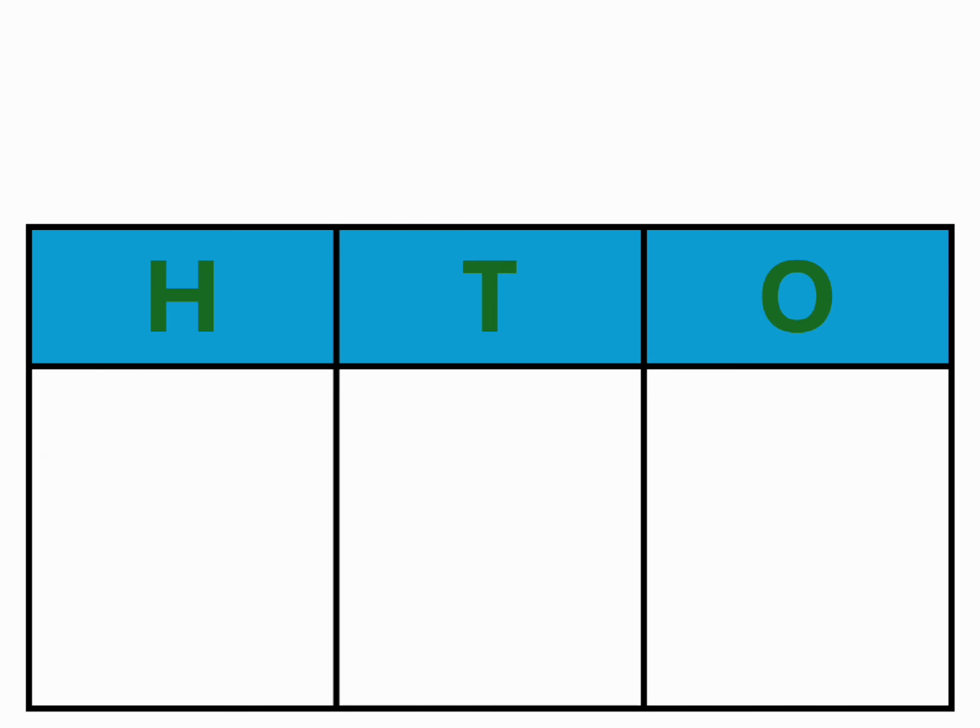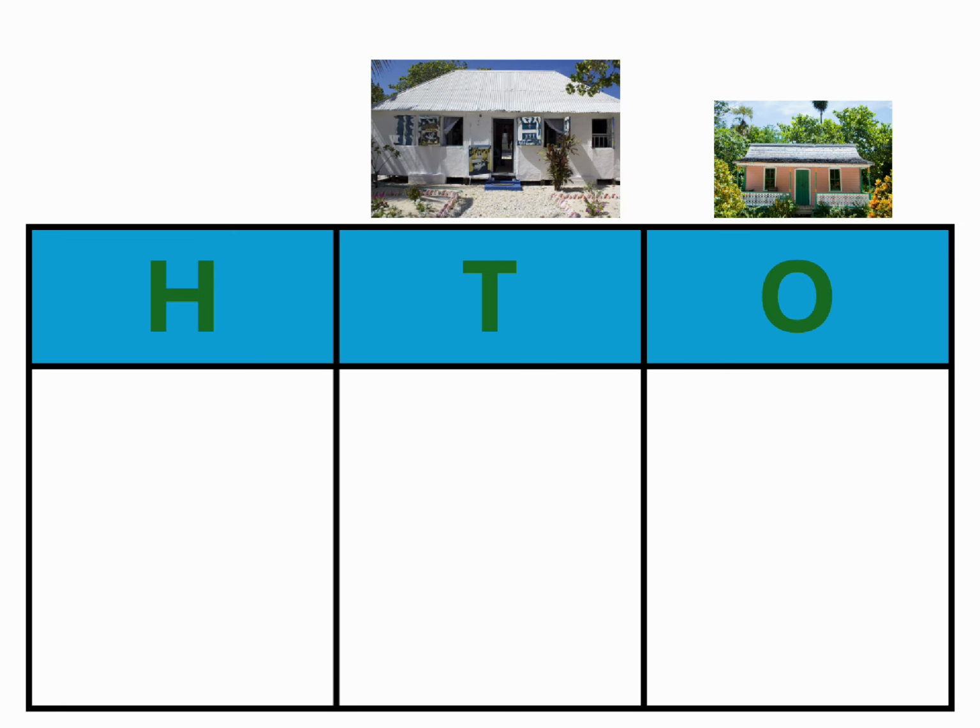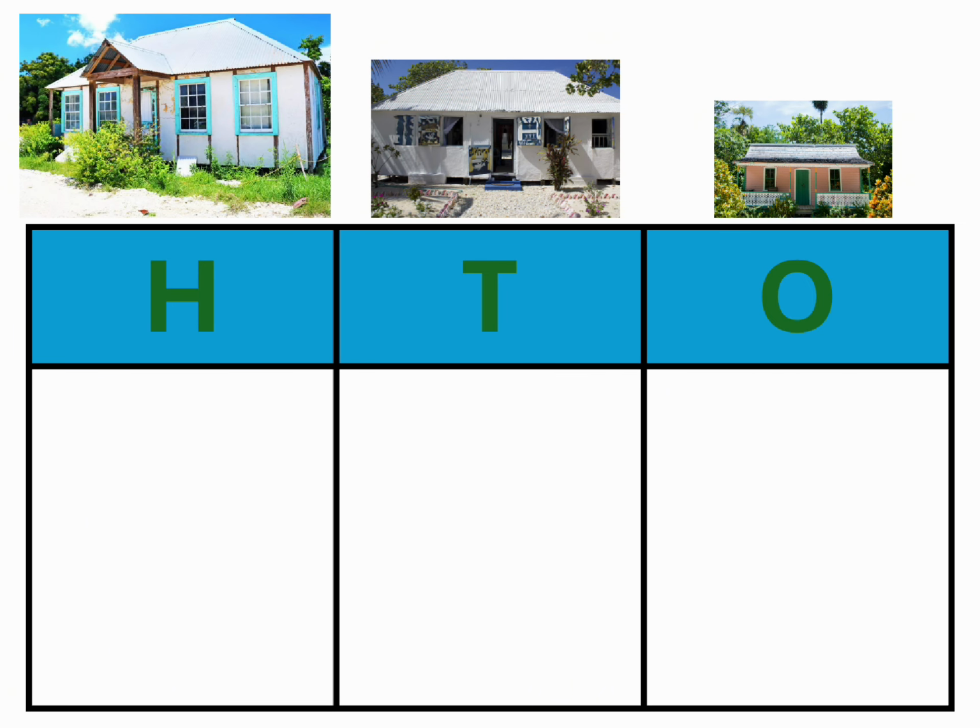So let's begin. We have our chart. We have the Ones house, the Tens house, and the Hundreds house. Each house has a special rule. They cannot have more than 9 guests at a time. Each guest represents a value.